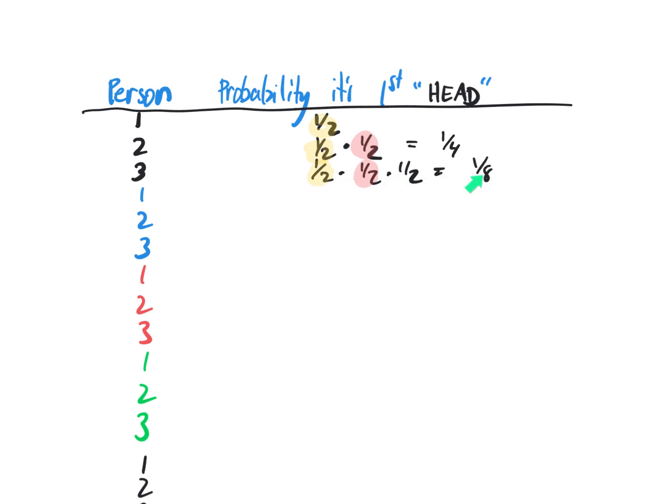Now this is also the probability that all 3 of them tossed a tails. Tails, tails, and tails. So the chance that there's no heads yet and person number 1 tosses the first heads will be 1/8 times the probability that their toss is a heads. You can see that it just goes up by powers of 2.